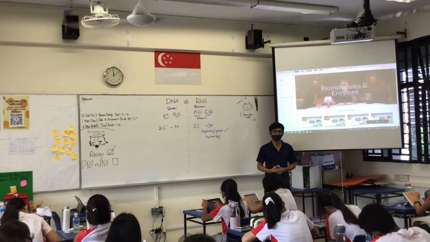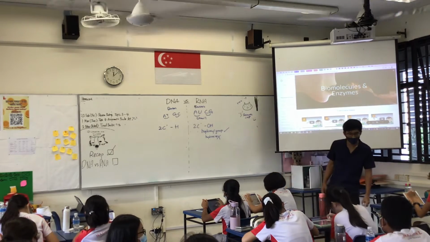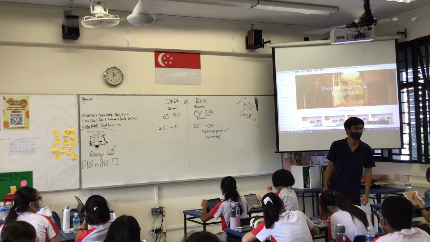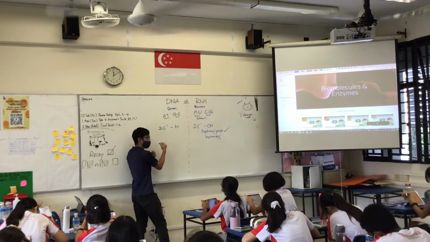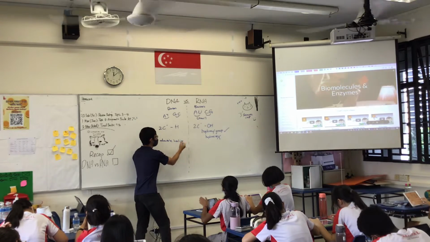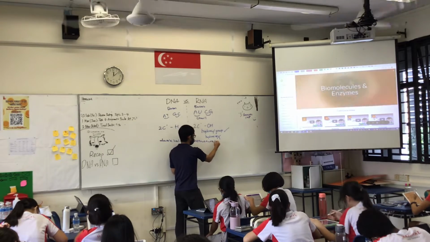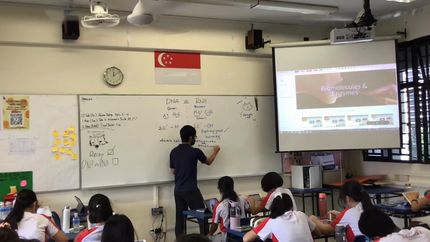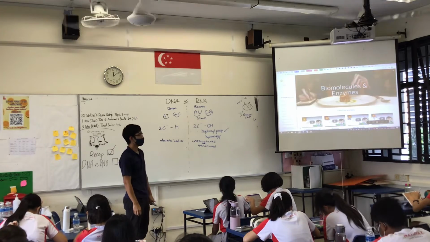Any other differences? Yes, Christine? Okay, so now let's look at the structure. For DNA, it has a structure. It is this double helix structure. But when we look at RNA, it can be unstructured or structured. Any more differences?